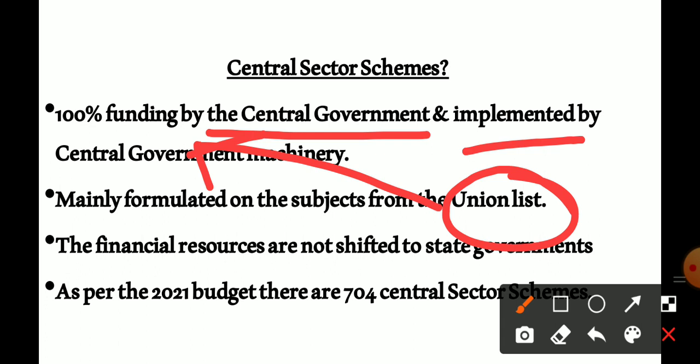As per the 2021 budget, there are almost 704 central sector schemes. If I talk about an example of the central sector scheme, the Namami Gange mission was launched by the central government. It was a central sector scheme, and 100% funding is provided by the central government, meaning the Modi government, and the implementation of the scheme is also done by the central government. So this is about the central sector scheme.